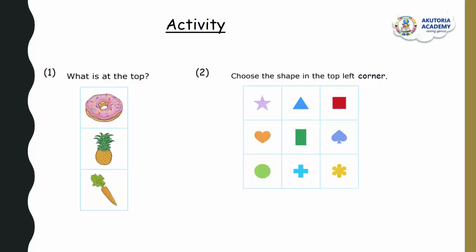Well, here's an activity for you. What is at the top? We have a column there having three different objects. What is occupying the top space in the column? What is occupying the top space? I know you know it.